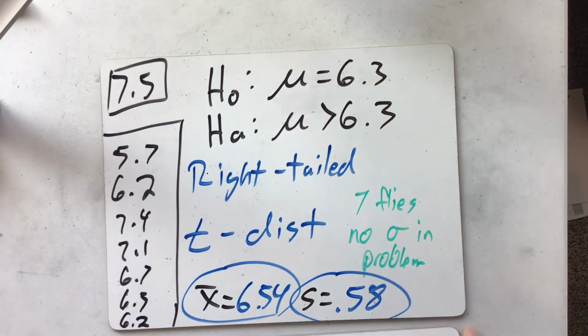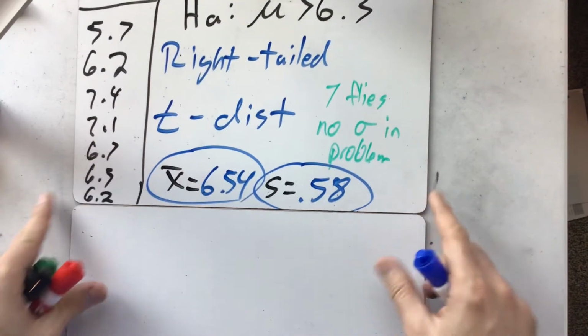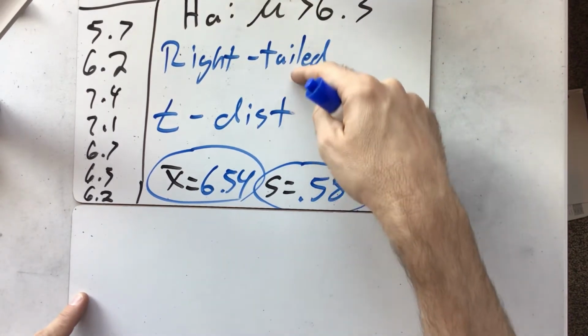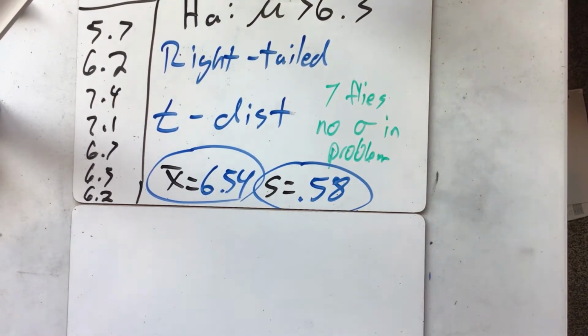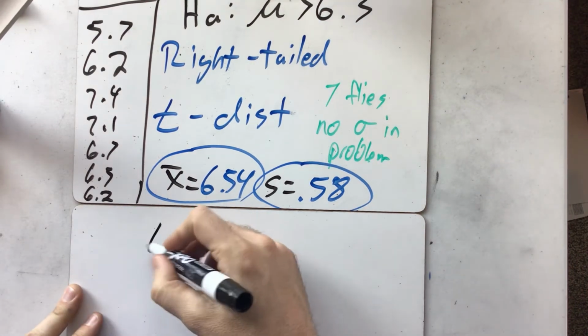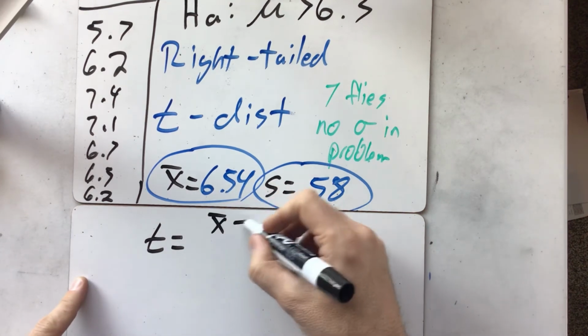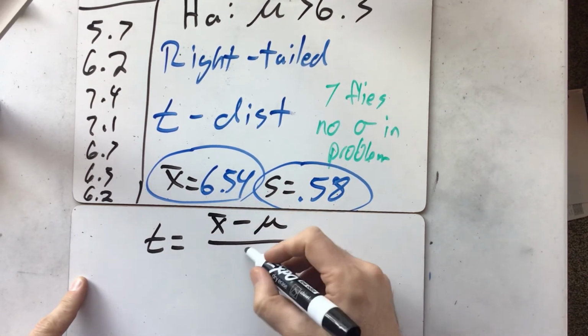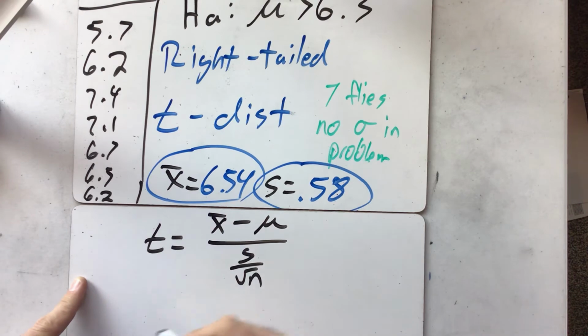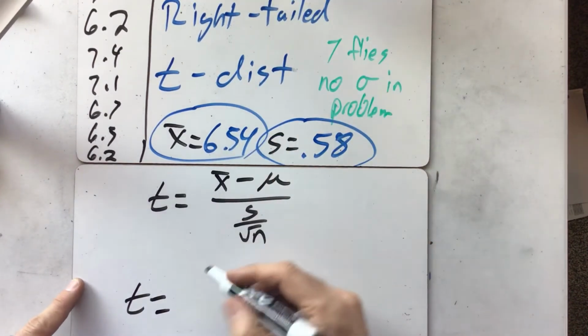Okay. So now that we have our hypotheses, we figured out what type of test we're doing, we figured out the numbers that go into our formula, we're ready to start calculating our test statistic. Our test statistic is T. And so T from earlier was x bar minus mu divided by S over the square root of n. So all we have to do now is pick the right numbers out of our problem and put them in.